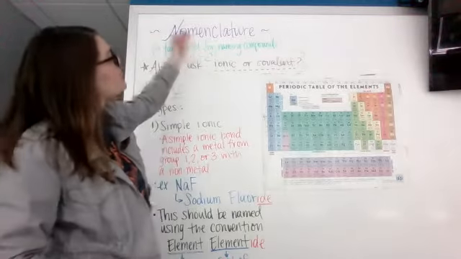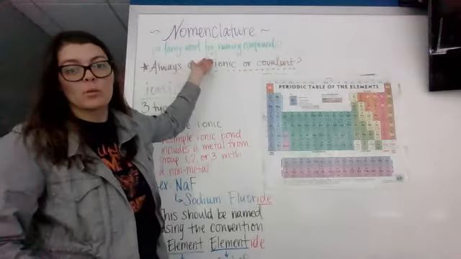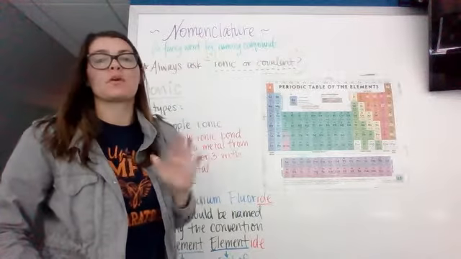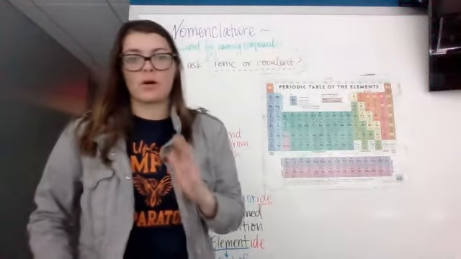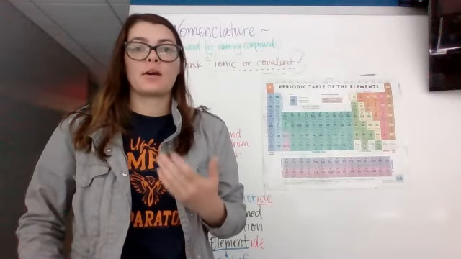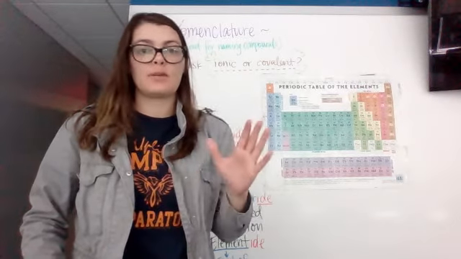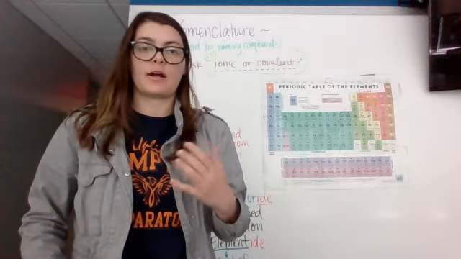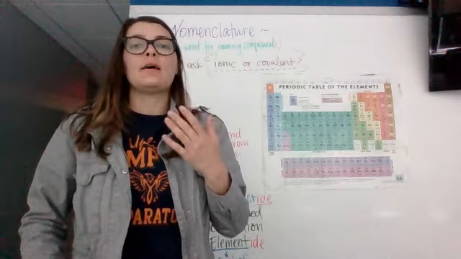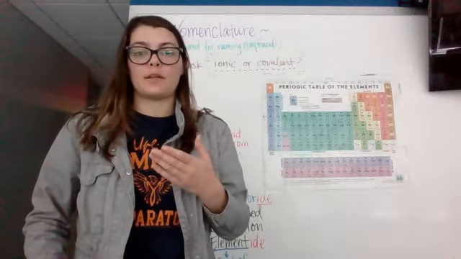Today we are going to be talking about nomenclature, which is another fancy word for naming compounds. So our first thing we always have to think about with nomenclature is if something is ionic or covalent. If you see a formula of any kind and you're asked to name the formula, you need to decide, is this ionic or is it covalent?